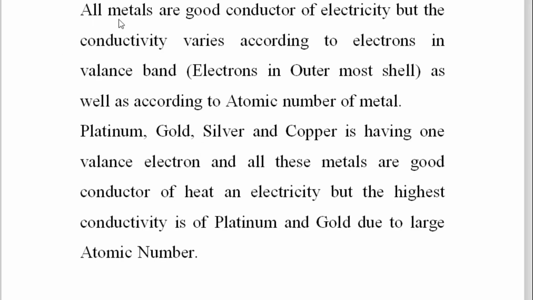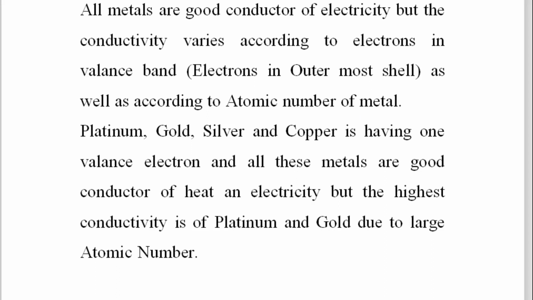It is very simple. All metals are good conductors of electricity, but the conductivity varies according to the electrons in the valence band, meaning the electrons in the outermost shell, as well as according to the atomic number of the metal.